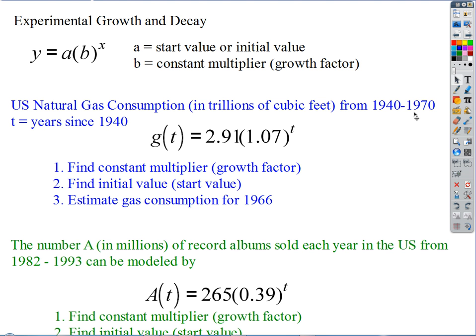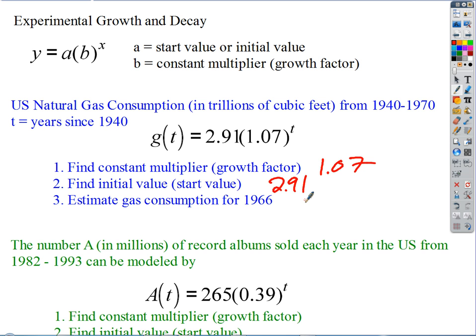So I want you to do some stuff with this. Based on this model right here, first of all, find the constant multiplier or the growth factor. Yeah, it's 1.07, that's it. That's the number that's being taken to the variable exponent, right? That's what we call the constant multiplier or the growth factor. So that answer is 1.07. That's simple, okay? Find the initial value or the start value. 2.91.